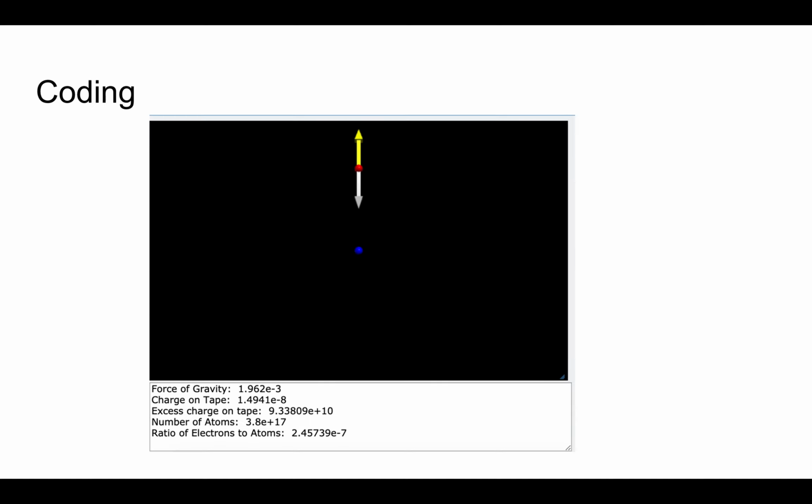Moving into coding, so you can see the result above. The blue dot is tape 1, the red dot is tape 2, the white arrow is the force of gravity, and the yellow arrow is the electric force. Below is the same results from the previous slides that I just gave.